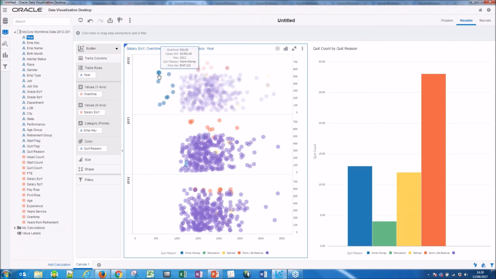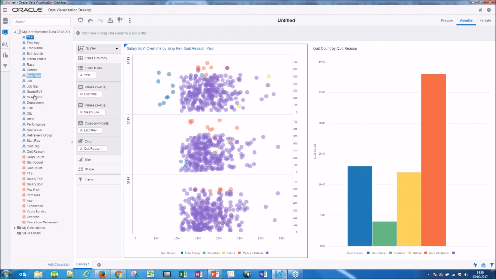So you can see that in 2012, there were lots of people that weren't getting paid a lot on this axis that left. But once those people were gone, they were gone. And all the people that were quitting due to work-life balance were the people that were doing the most overtime. So you can still see that we've got that overtime problem from 2012 through to 2014.